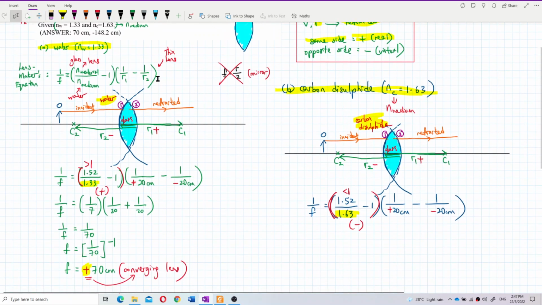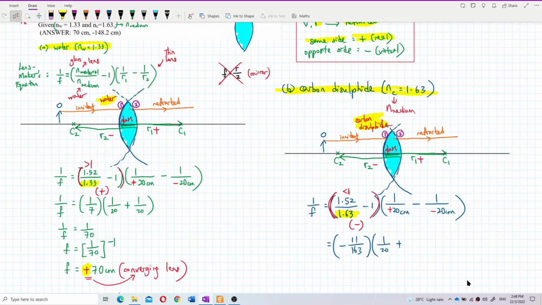Let's check. Let's calculate together. Let's calculate this part first. What do we get? 1.52 over 1.63, minus 1. What do you get? Oh, I got a negative value, negative 11 over 163. And then this one is 1 over 20, and here is still the same as before, 20.